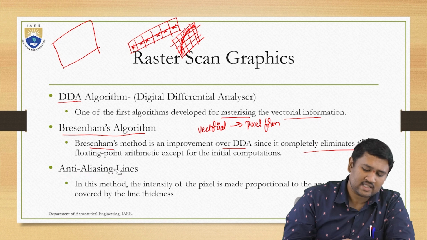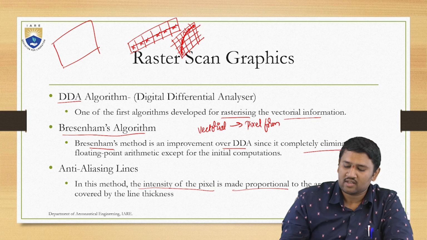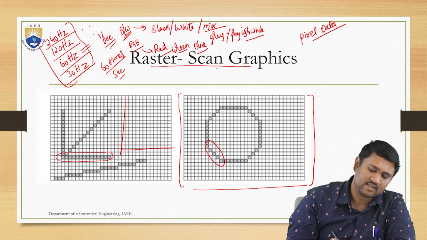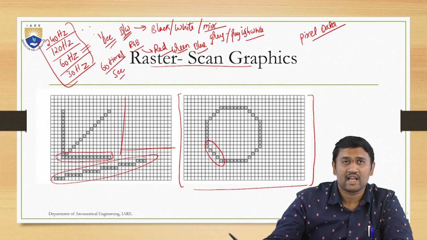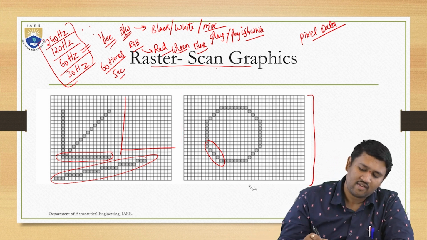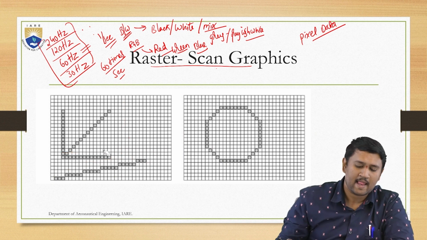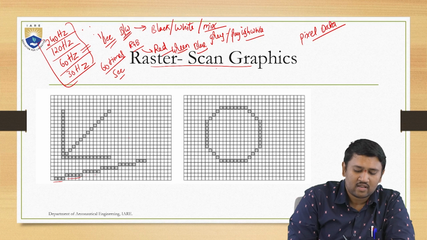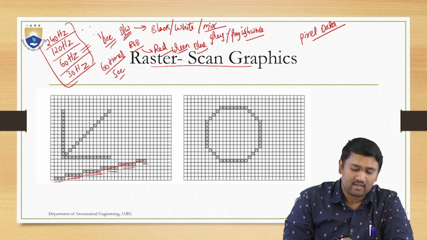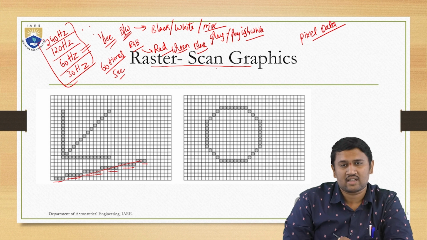Now, coming to anti-aliasing lines, in this method, the intensity of a pixel is made proportional to the area of the pixel covered by thick lines. For example, this, right? If you want a line inclined, not horizontal or vertical, but at some angle, what happens is that whenever you're using the raster scan graphic method, you'll be creating a line which gradually increases to achieve your required angle on average. But to be precise, that is not your actual line that is supposed to be drawn.